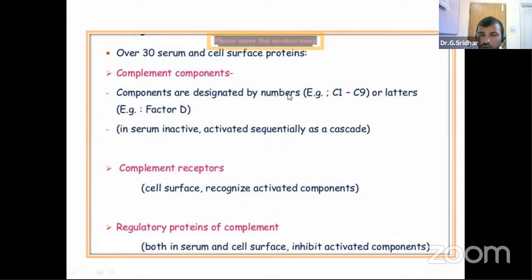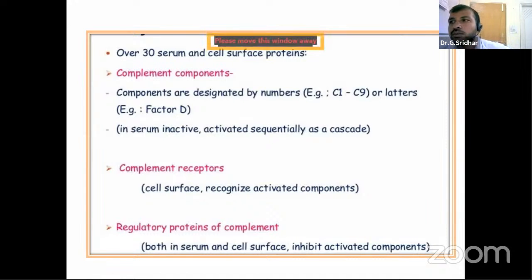In the alternative pathway, you may also find factor D, properdin, lectin like that. It means in the complement system, you may find numbers like C1 to C9, and you may find letters like factor D, properdin. In serum, they are inactive and activated sequentially as a cascade.